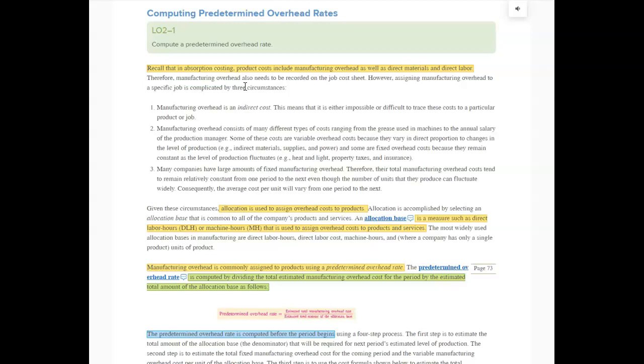And we come up with what's called a predetermined overhead rate. Right here, predetermined overhead rate. And it's computed by dividing the total estimated manufacturing overhead cost for the period, usually a year, by the number of units in the allocation base. This could be hours, it could be units or whatever. But here's the formula down here. So we're going to estimate total manufacturing overhead cost, and I'll go ahead and add for the whole year. And we're going to divide by the estimated total amount of the allocation base. And again, it could be machine hours or direct labor cost or something like that.